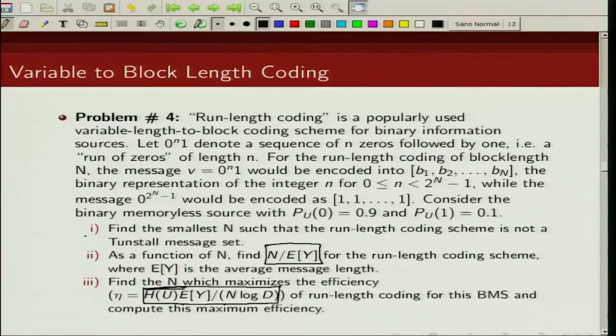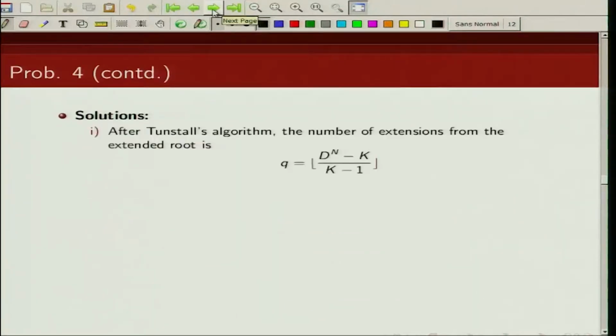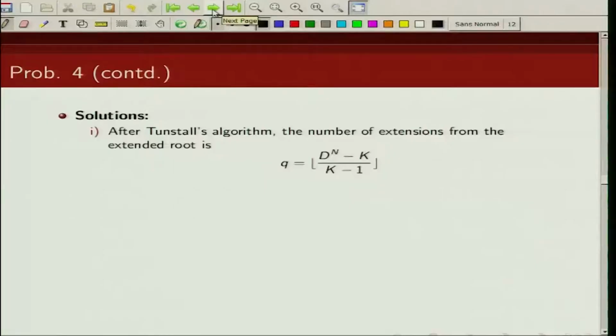So the first part is to find the smallest n such that the run length coding scheme is not a Tunstall message set. In a Tunstall message set, what do we do? We do Q extensions of the extended root, and each time we extend the most likely leaf. That's your Tunstall message set, right? And how many such extensions do we do? If you recall, the number of extensions that we do is given by this expression.